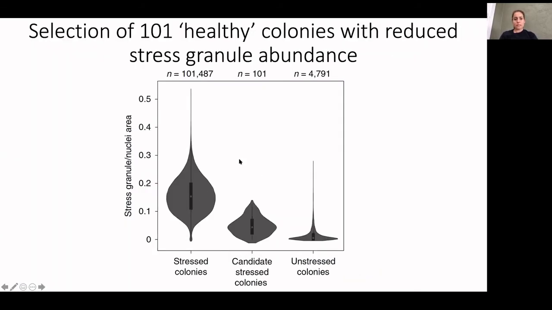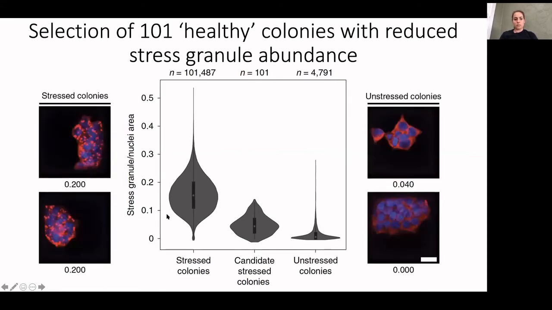And so after we did this, removing all of the unwanted colonies, we looked at the stress granule to nuclei area of all stressed colonies compared to the unstressed colonies. And we identified a total of 101 that we deemed to be very healthy and looking good and have a low stress granule area overall. So you can see some images here. These are what our stress colonies would look like, and they have lots of granules forming in the cytoplasm with the quantification shown underneath. And these are some of the unstressed controls, where we have a very diffuse localization pattern in the cytoplasm, and again, the quantification underneath.